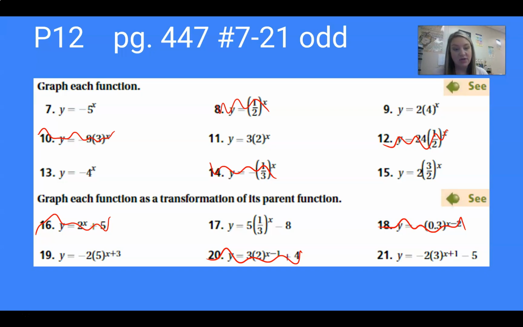When you get down to 17, 19, and 21, there's more than one transformation occurring. So just be aware of that, be patient, make your t-tables, follow order of operations. Like for 17, when you plug in values for your exponent, you do the exponent to 1/3 first, then you multiply that value by 5, then you subtract 8. So be careful, pay attention.